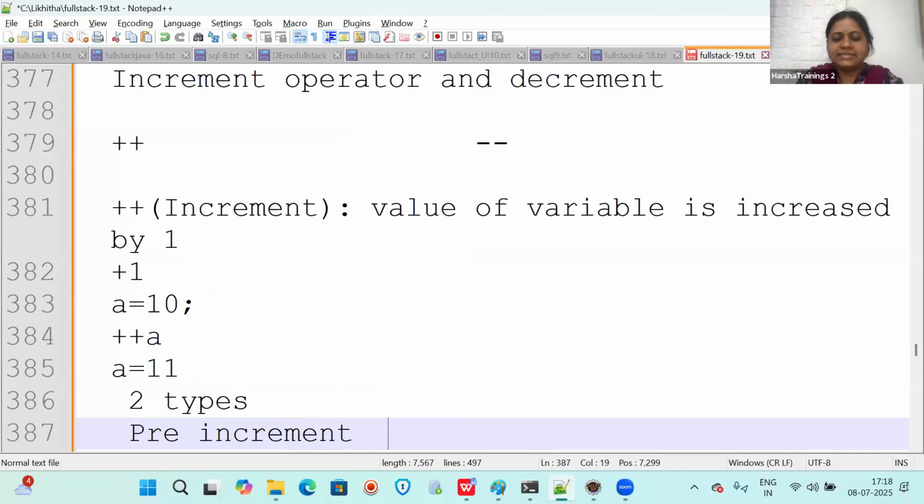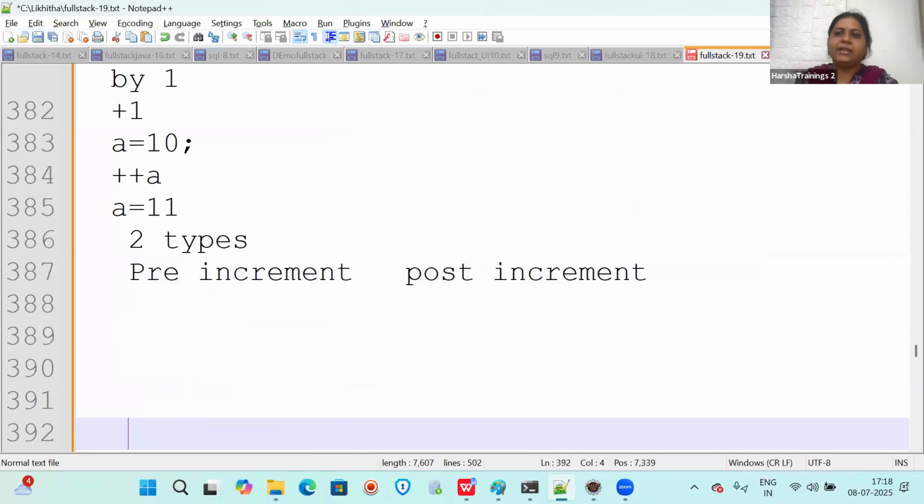Pre-increment. And the second one is what? Post increment. So what is the difference between pre and post? Both the ways the value is increased by 1. Ma'am, then what is the difference? There is a slight difference between pre and post.